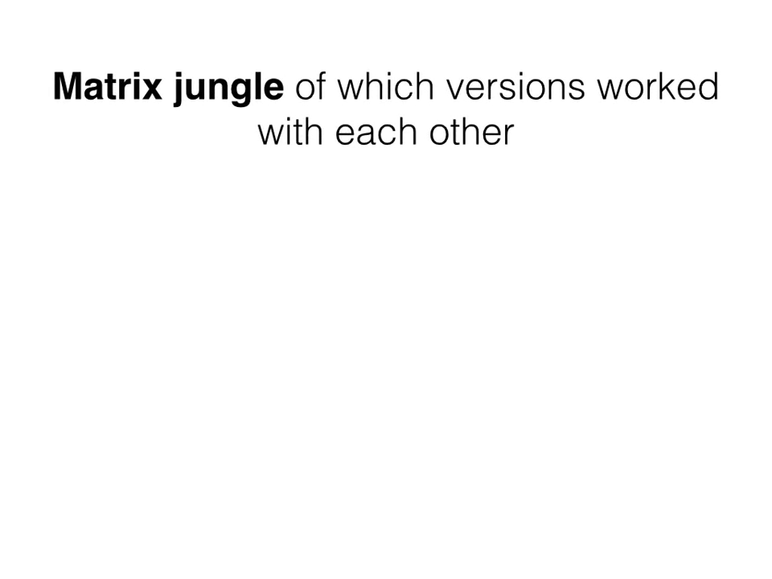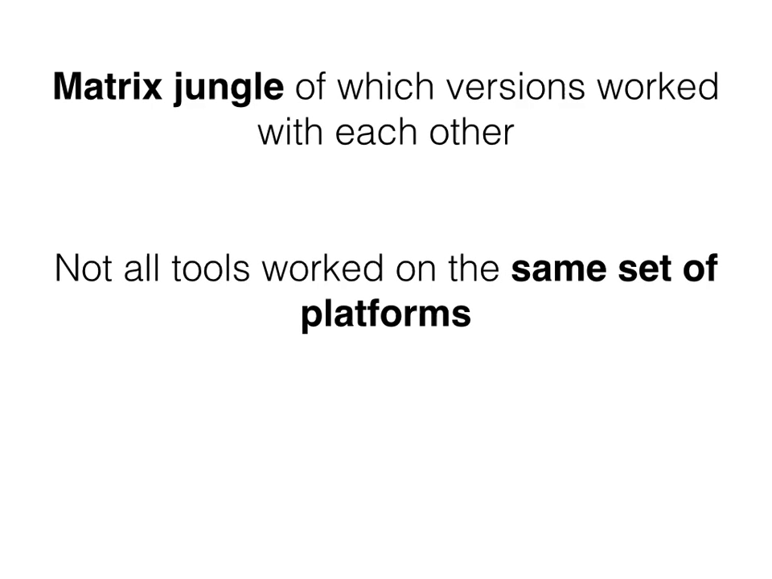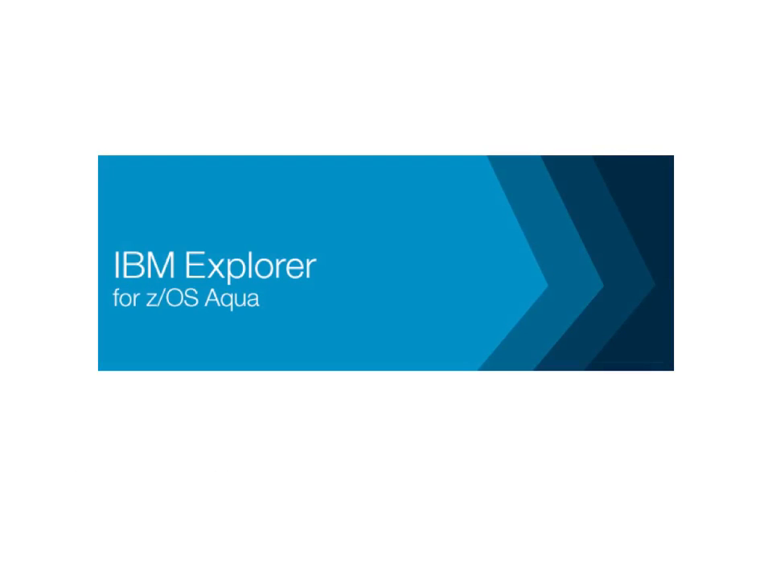One customer said it was a matrix jungle to work out which versions worked with each other. People told us not all of the products we delivered worked on the same set of platforms. And because sometimes they released on different time frames, at one point in time they might work alongside each other, and then later on one product might diverge and that compatibility was broken. Solving this became the basis for our release.